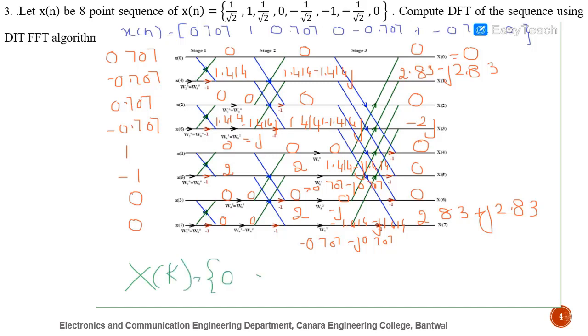So the answer is given as x of k is equal to 0, 2.83 minus j 2.83, 0, 0, 0, 0, 0, 2.83 plus j 2.83. This is your answer.